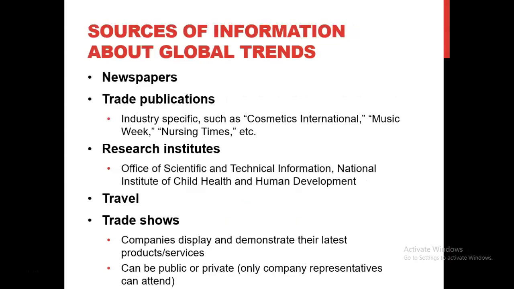Sources of information that you can use about global trends include newspapers, trade publications such as the Nursing Times, Cosmetics International, research institutes such as the Office of Scientific and Technical Information, National Institute of Child Health and Human Development, travel, and trade shows. Their companies display and demonstrate their latest products or services. It can be public or private. Only company representatives can attend.